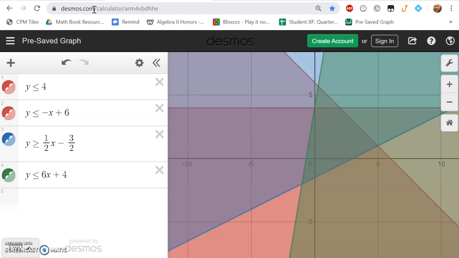programming. One of the things that's nice about Desmos is that it is pretty easy to look at some graphs of some systems of inequalities. This system actually has 4 different inequalities. y is less than or equal to 4. y is less than or equal to negative x plus 6. y is greater than or equal to 1/2 x minus 3/2. And y is less than or equal to 6x plus 4.